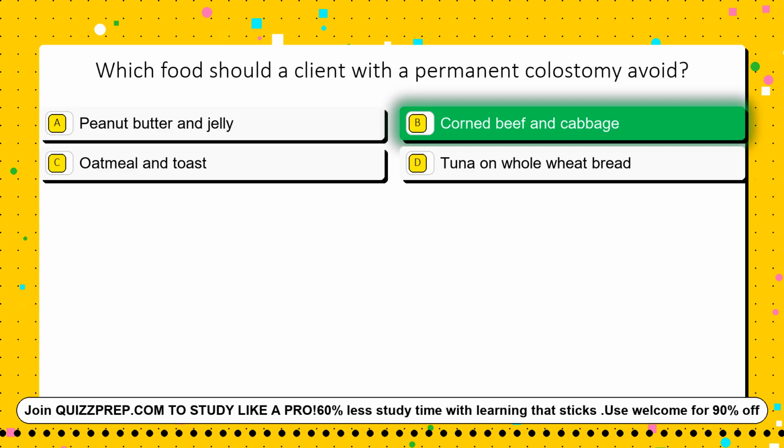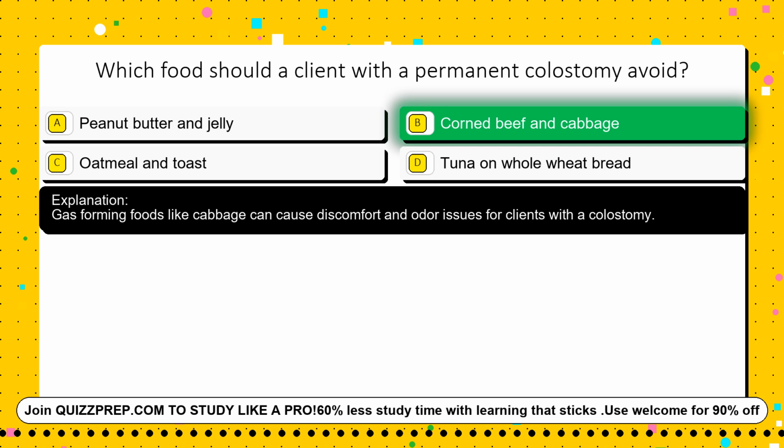The correct answer is option B, corned beef and cabbage. Gas-forming foods like cabbage can cause discomfort and odor issues for clients with a colostomy.